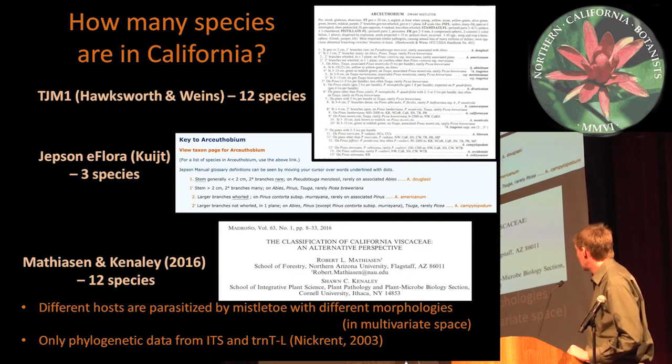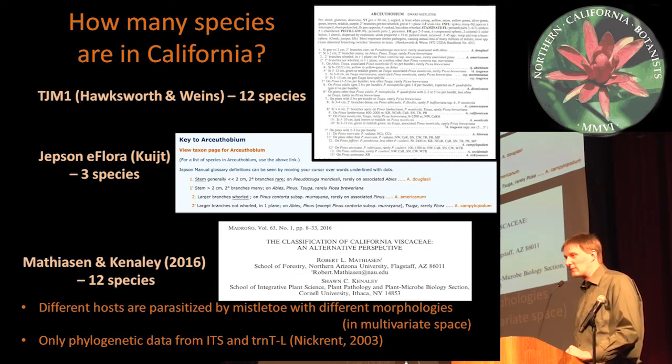Hawksworth and Wiens, who wrote a really important monograph, considered 12 different species of dwarf mistletoes here in California. Some people still hold that view. You can tell these apart using a combination of different morphological traits as well as host preferences.